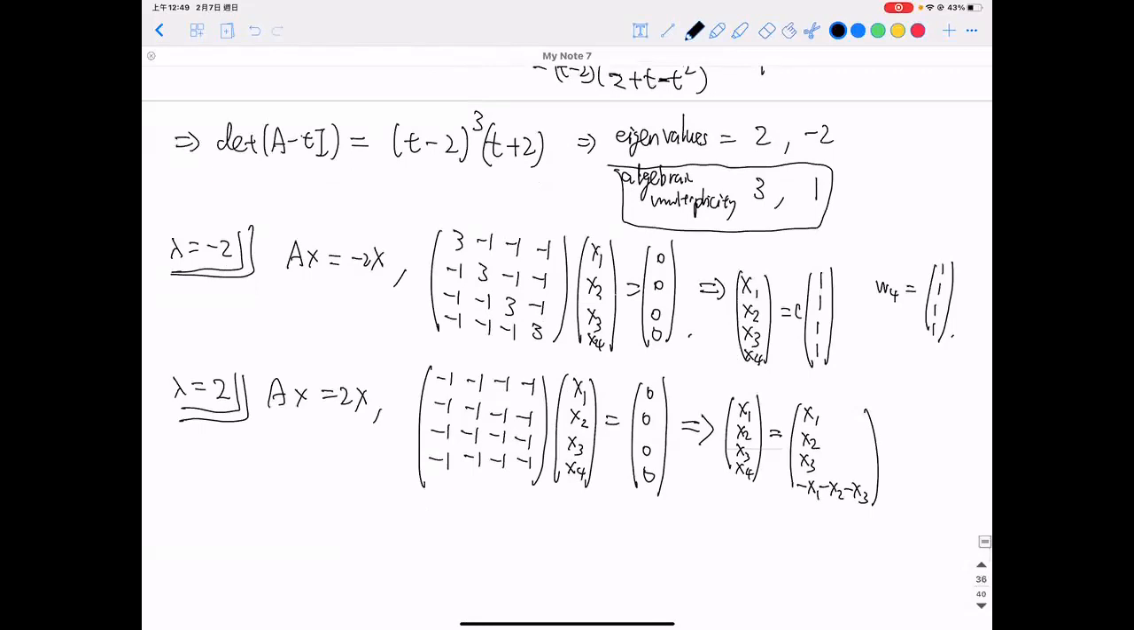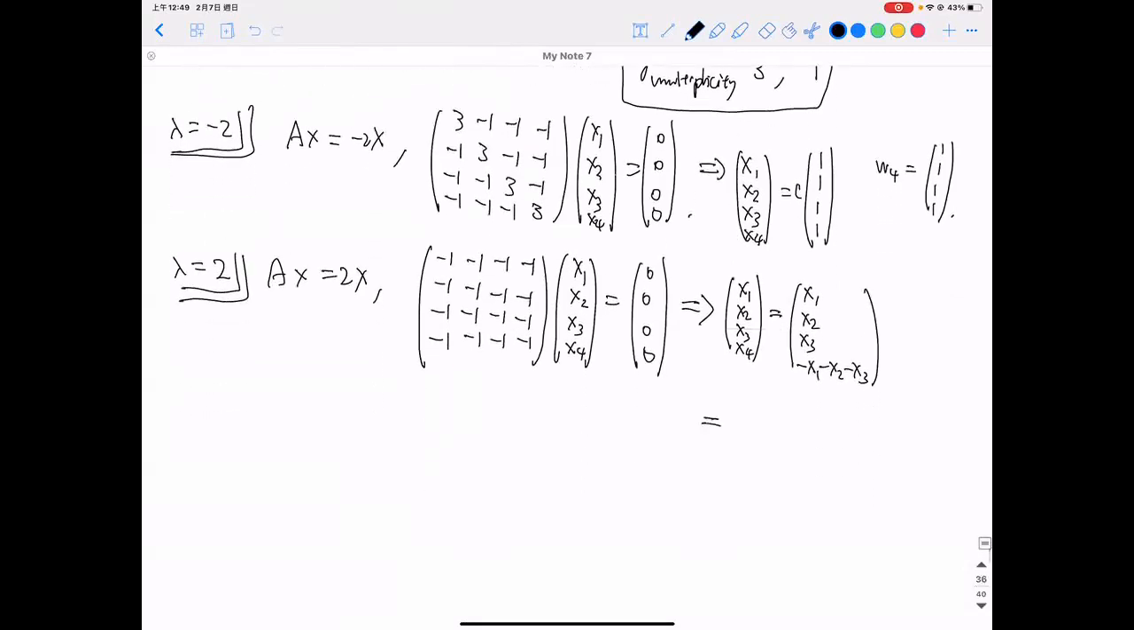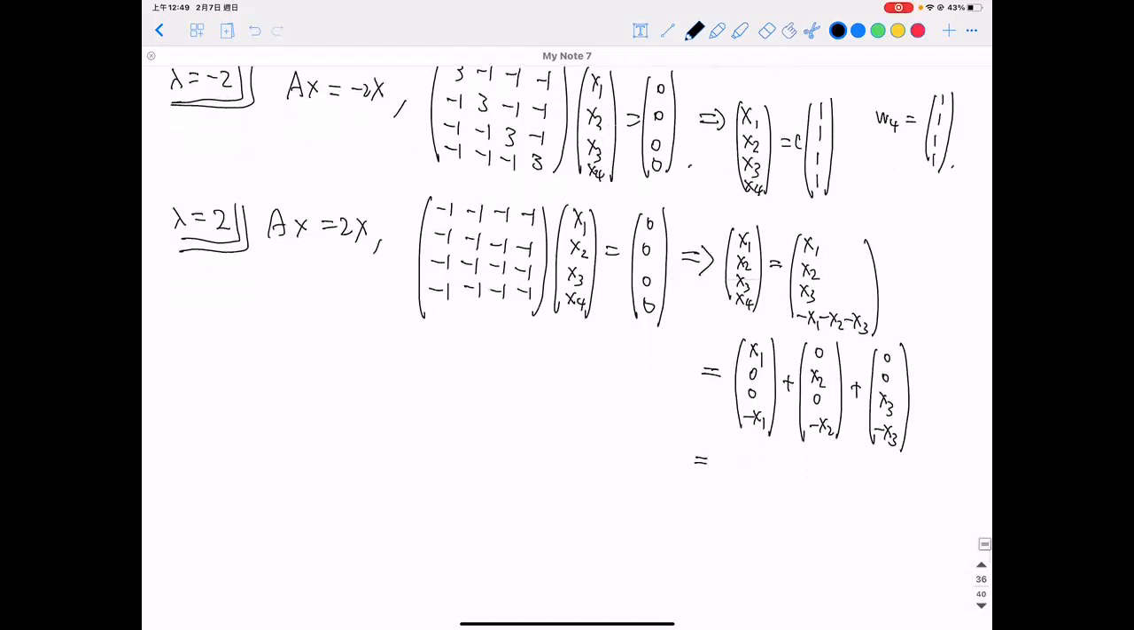Okay. And this is x1, 0, 0, minus x1, plus 0, x2, 0, minus x2, plus 0, 0, x3, minus x3. So this is x1 multiple of 1, 0, 0, minus 1, x2 multiple of 0, 1, 0, minus 1, x3 multiple of 0, 0, 1, minus 1.